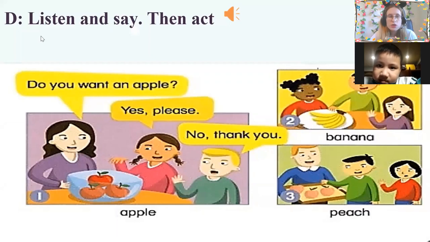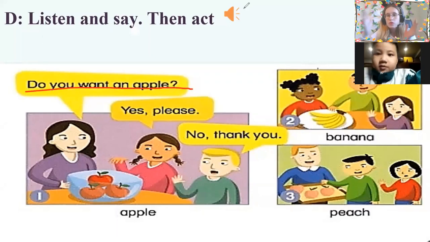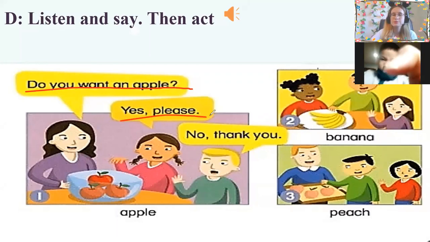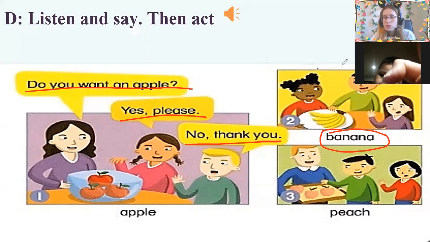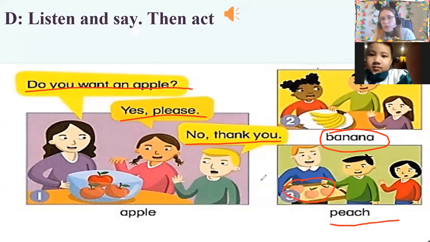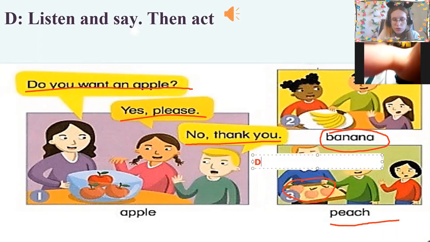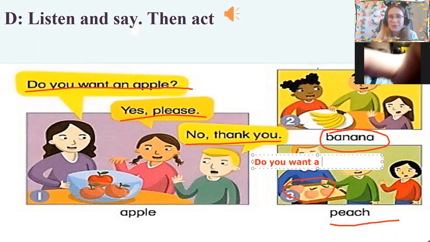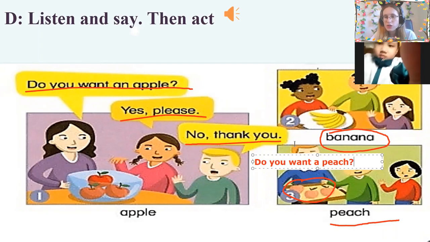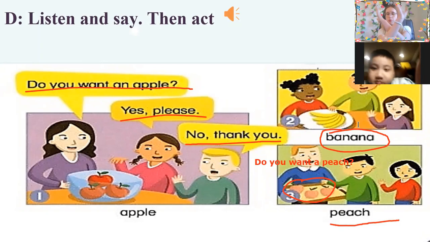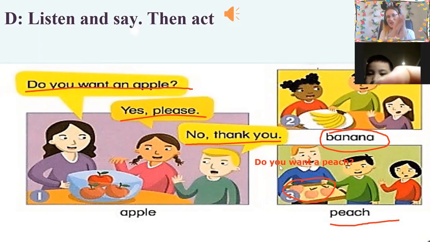Let's have a look. Let's read. Do you want an apple? Yes, please. No, thank you. Good job. Do you want a banana? Yes, please. No, thank you. Read for us. Do you want a peach? Read for teacher. The whole sentence. Do you want a peach? Peach. Good. No, thank you. Much better. Good work.